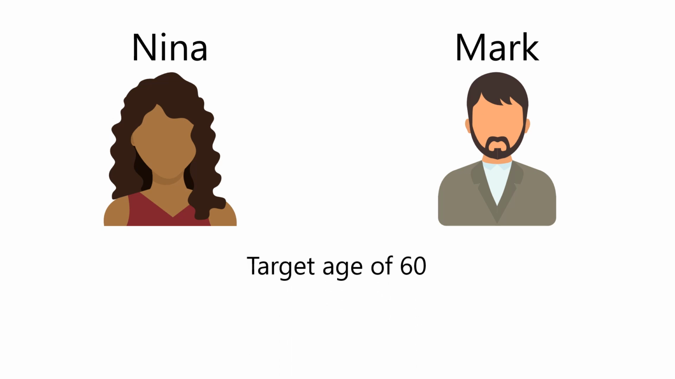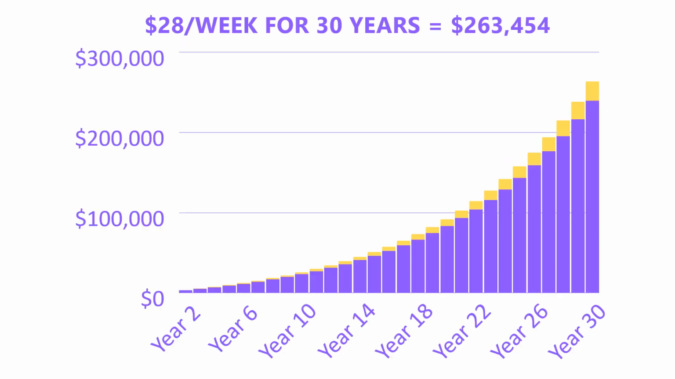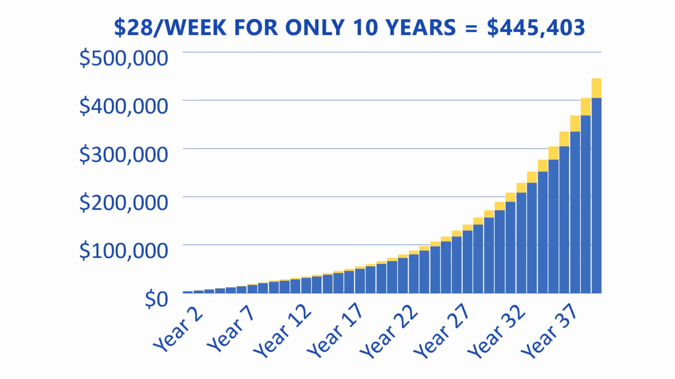They will both need to start tapping into their investments at the age of 60. To keep things simple, both of their investment portfolios provide an annual return of 10%. The thing is, Nina can only contribute to her portfolio for the first 10 years, while Mark is able to contribute to his portfolio at the beginning of each year until the age of 60. Can you guess who has saved more? Correct, Nina. This is the power of compounding.